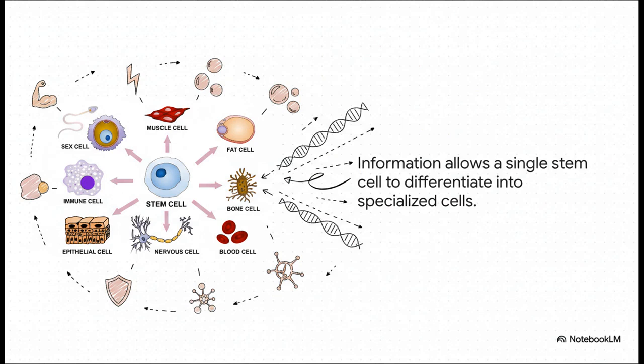The power of this information system is, well, it's staggering. A single stem cell, which has just one master blueprint, can follow different parts of those instructions to become a muscle cell or a neuron or a fat cell, every single specialized cell type in your body. It all just depends on which part of the code gets read.